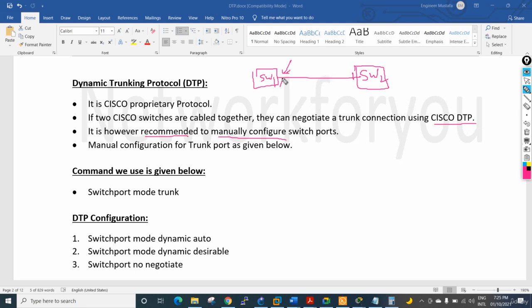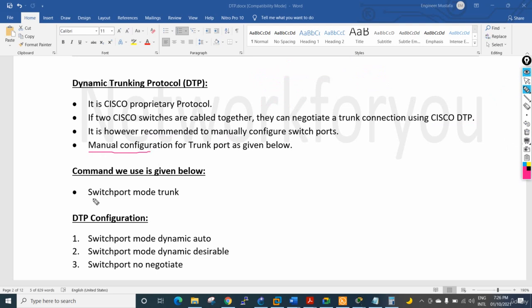Cisco recommends that when you are configuring this interface as a trunk, you configure this interface and this interface both manually, not as auto. If you remember, we said we have auto and on mode. On means static, auto means dynamic. So Cisco recommends that whenever you are doing the configuration in a real scenario, you try to use manual configuration.